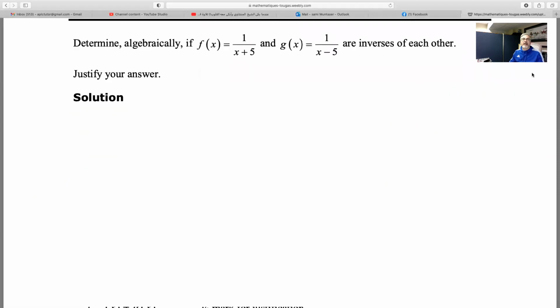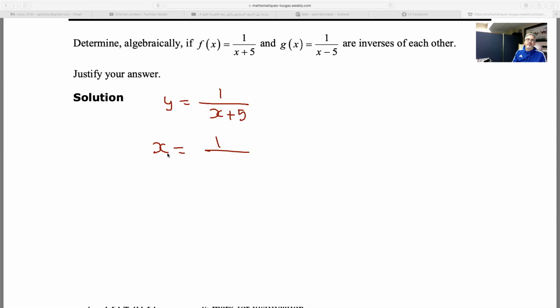So here's another question. They say determine algebraically if the function f of x equals 1 over x plus 5 and g of x equals 1 over x minus 5 are the inverse of each other. A few ways to do this, but the easiest is to just find the inverse of f of x. When you're doing the inverse, you consider this as y equals 1 over x plus 5. When we're doing the inverse, all we need to do is change y to x and x to y. So you rewrite it as x equals 1 over y plus 5.